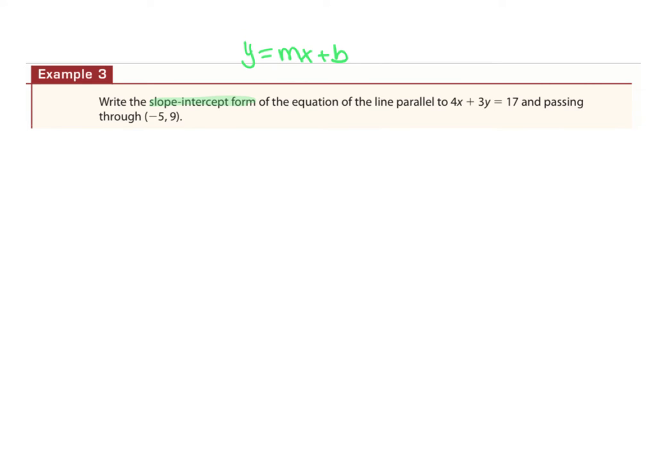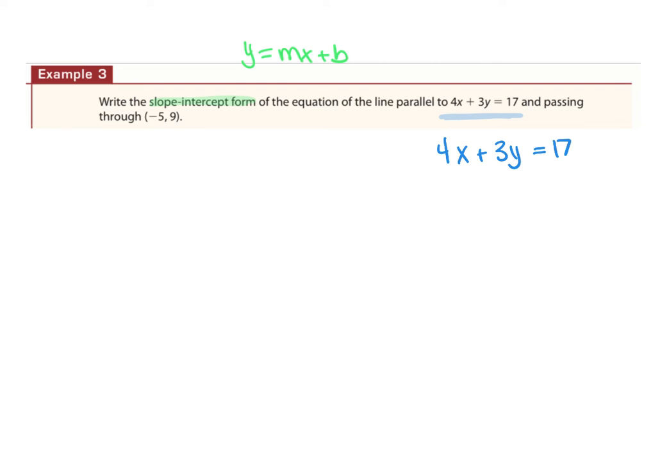In order to get the slope, we need that line that it is parallel to in slope-intercept form. We need the slope of that line. So we are going to start with this line right here, and we need to figure out the slope of it. So I have 4x plus 3y equals 17.